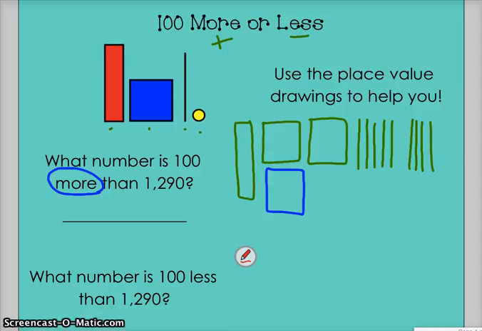So in my ones place, I have 0 still. For tens, I have 1, 2, 3, 4, 5, 6, 7, 8, 9. For hundreds, I have 1, 2, 3. And then for thousands, I have 1. So what number is 100 more than 1,290? The answer is 1,390.